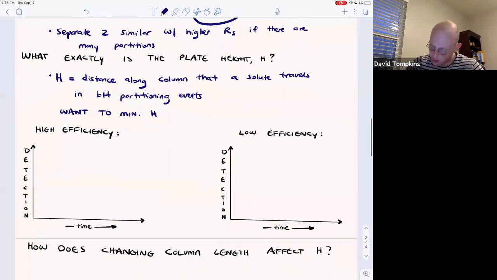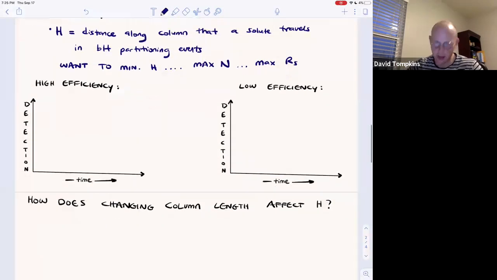So the way that you maximize the efficiency, the number of plates, is by minimizing the plate height. And that will maximize the resolution, since the resolution is proportional to the square root of n. So let me now apply those plots we had above.